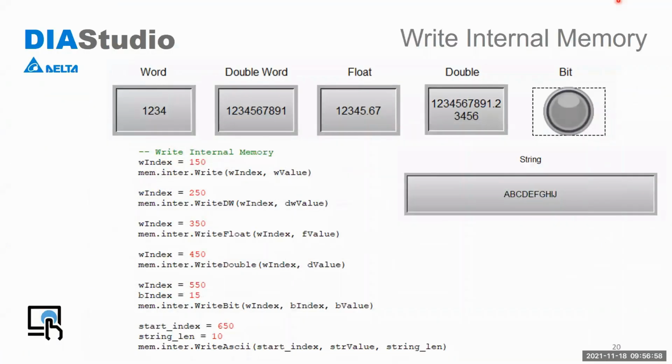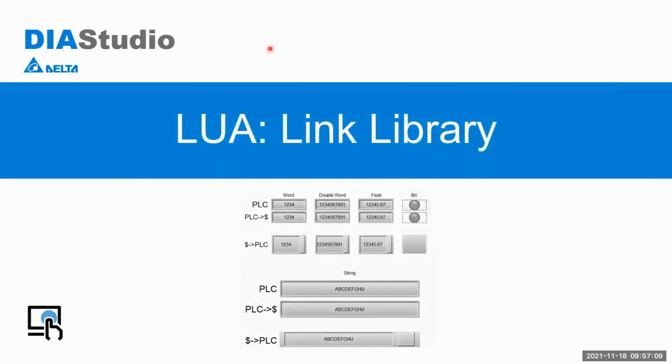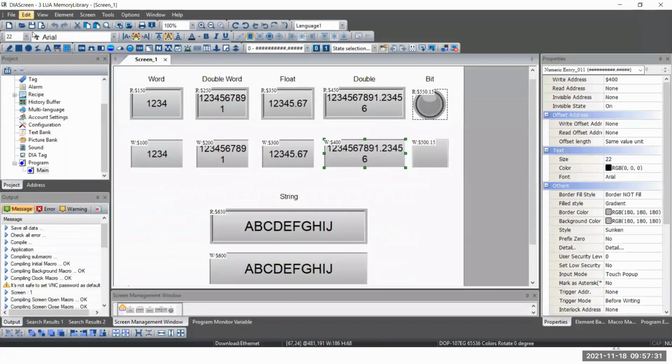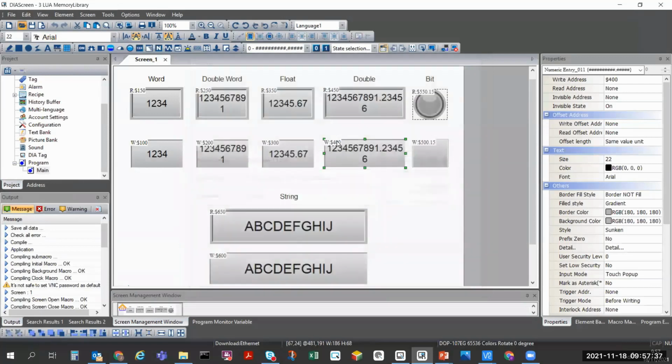Okay, we have seen how we can read and write internal memory, and the next topic is to do the same, to read and write, but in this case not the internal memory of the HMI, but the link, which means the slaves that you have connected to your HMI, no matter if they are connected by serial or by Ethernet connection. In this case, the example will be similar to that one, but slightly different.